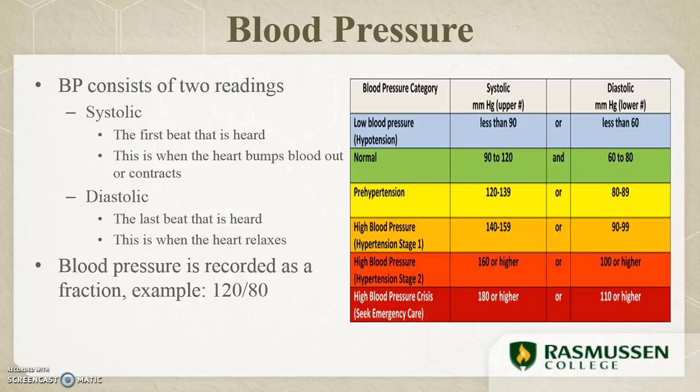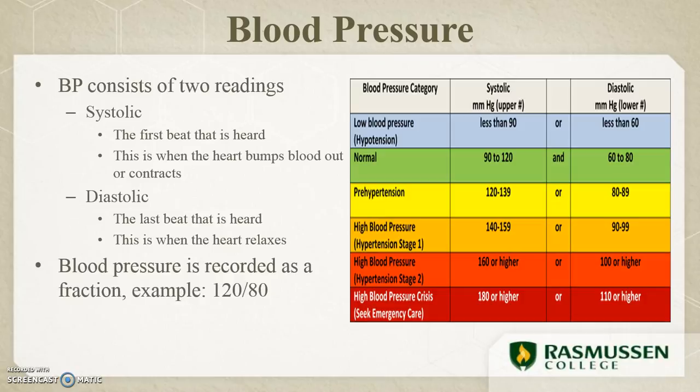And the last vital sign is going to be your blood pressure. Now, this is the most important vital sign that medical assistants will take. It really helps to aid in the diagnosis and treatment of a patient. Blood pressures typically do consist of two readings: a systolic pressure, which is the first beat that is heard and typically the highest point of pressure, and a diastolic pressure, which is the last beat that is heard, or the lowest point of pressure when the ventricles relax.